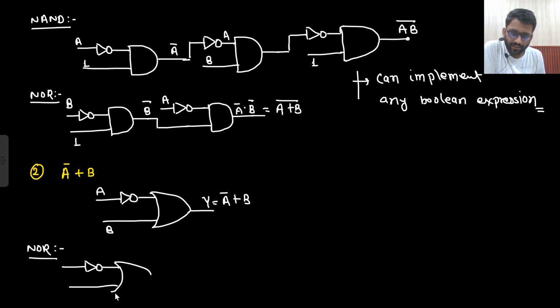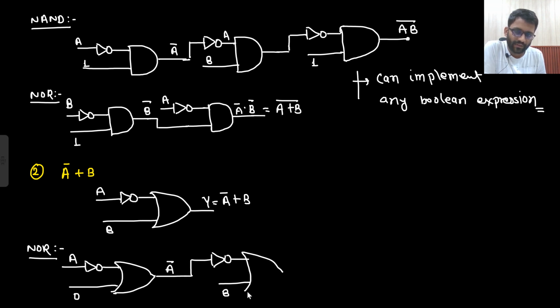This is the logic gate I am having. This is A, this is B. Instead of B, I will put 0. So A bar plus 0 will be A bar only. So I am getting A bar. So A bar goes here. And then inverter comes. So it will be A. And this will be B. So from here I am getting A plus B.